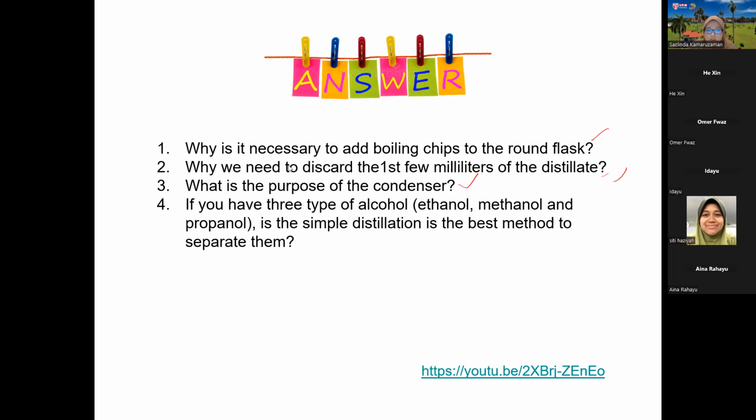Okay, so if you have 3 types of alcohol, for example ethanol, methanol, and propanol, is simple distillation the best method to separate them? For this kind of question, you are supposed to know the boiling point of each of the substances. If they fit with simple distillation, then you can use simple distillation. Other than that, fractional distillation comes in when the difference between the substances is very small. For example, if you have a large difference of 50 between substance A and substance B, you can use simple distillation. But if the difference in boiling point between the substances is quite low, fractional distillation is the best method that you can use.